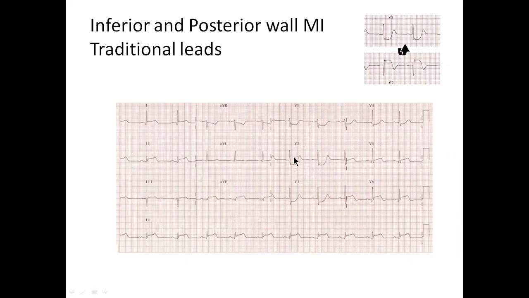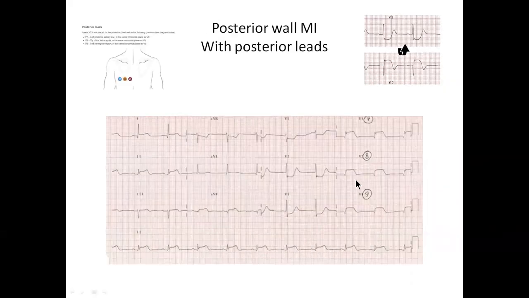So since V2 is looking at the front of the posterior wall, it's really a mirror image, and what it's trying to tell us is that there is ST elevation in the back. So that's another clue for you to put those additional leads and check the posterior wall. And if we actually did that, you will see this pattern, real ST elevations. Okay.